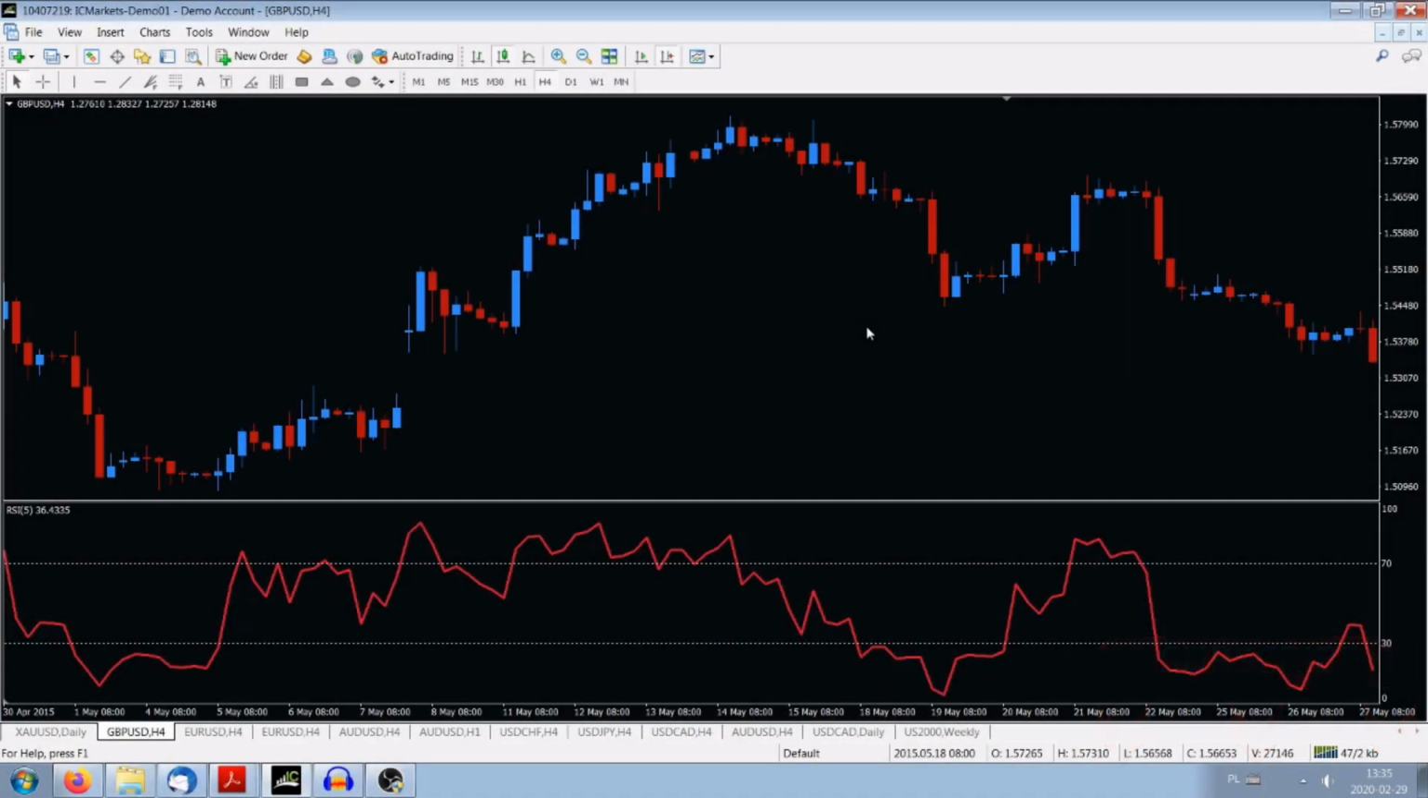So this method contains one single indicator and one single line. That's all you need to make successful trading, to make your 30 pips every trading day. The method is really simple. I'll show you right now.